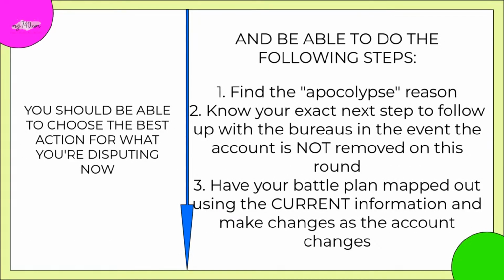You should be able to choose the best action for what you're disputing now and be able to do the following steps. Number one, find the apocalypse reason. Two, know your exact next step to follow up with the bureaus in the event the account is not removed on this round. And three, have your battle plan mapped out using the current information and make changes as the actual account changes. Okay, that is what this video is all about.